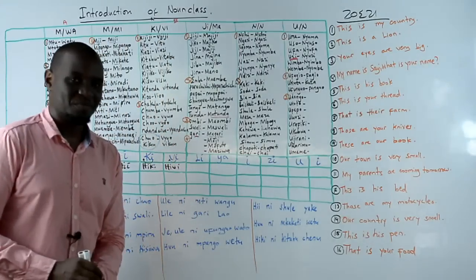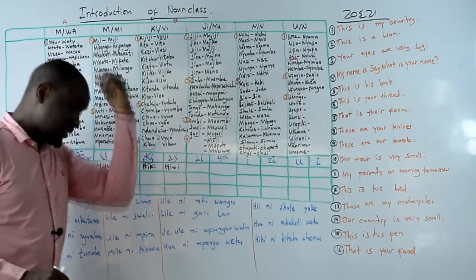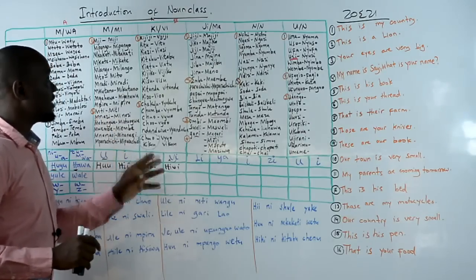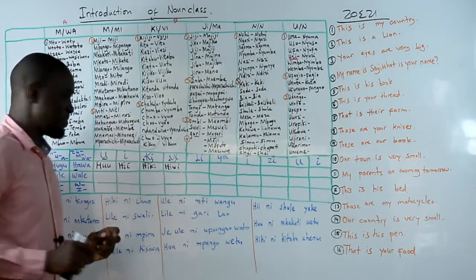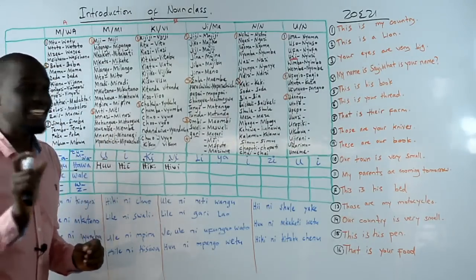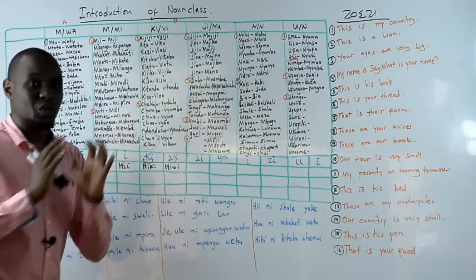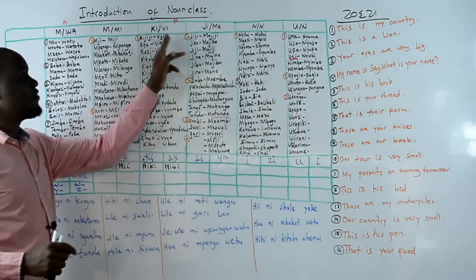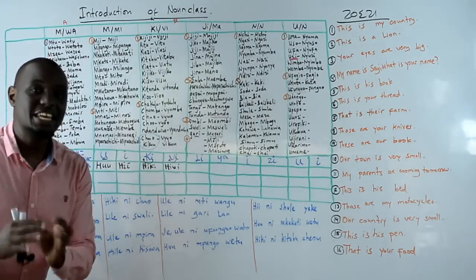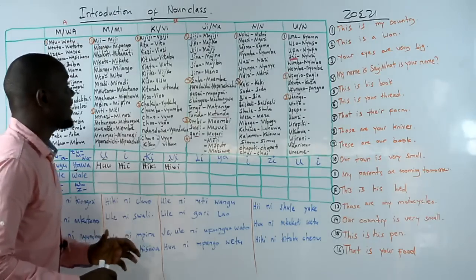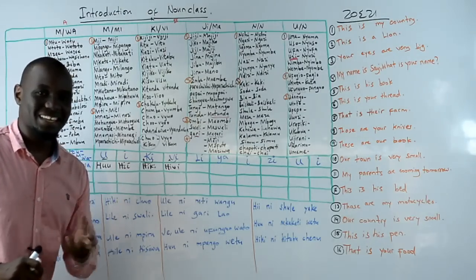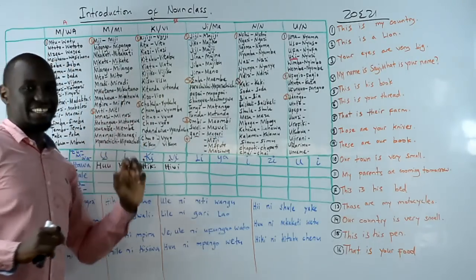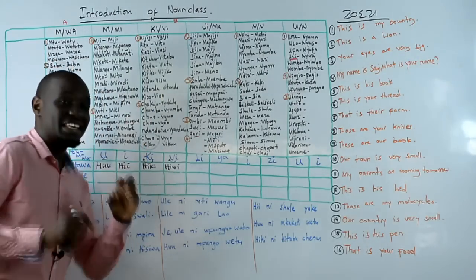Hiki and hivi. And how do you say this is a village in Swahili? Will be hiki ni kijiji. Kijiji is the village. So hiki ni kijiji. And how do you say these are villages? Will be hivi ni vijiji. These are villages. Hivi ni vijiji. You see that? And how do you say this is a potato in Swahili? This is a potato. Will be hiki ni kiazi. And these are potatoes, will be hivi ni viazi.